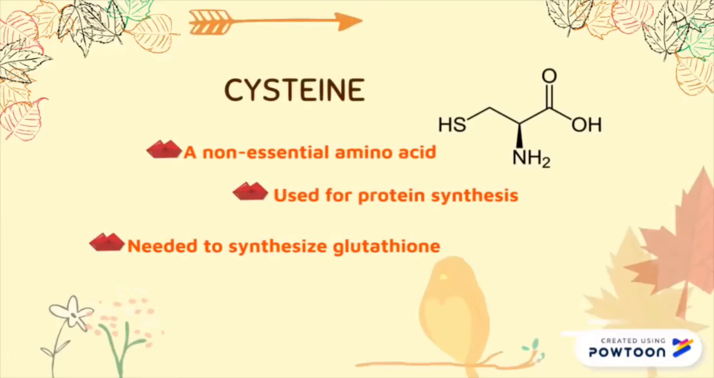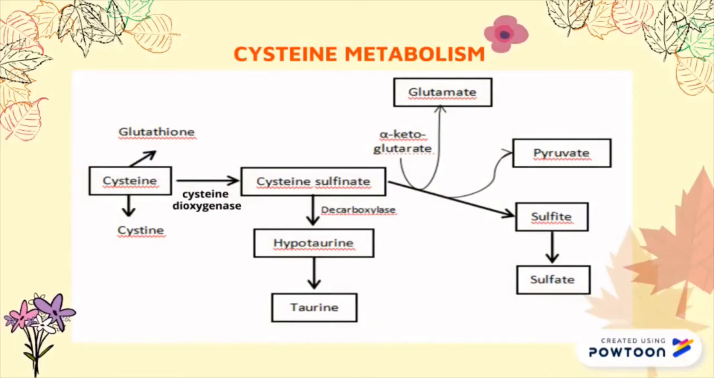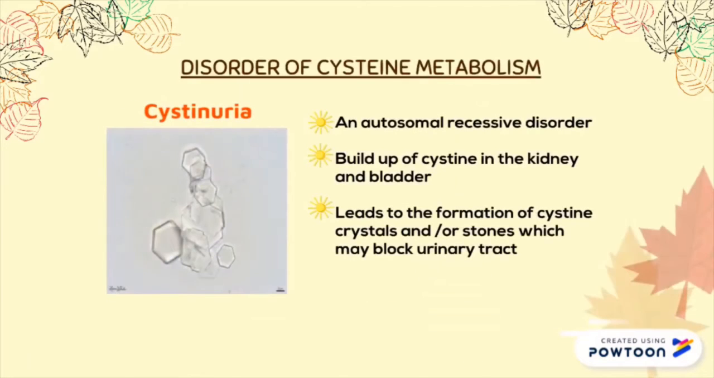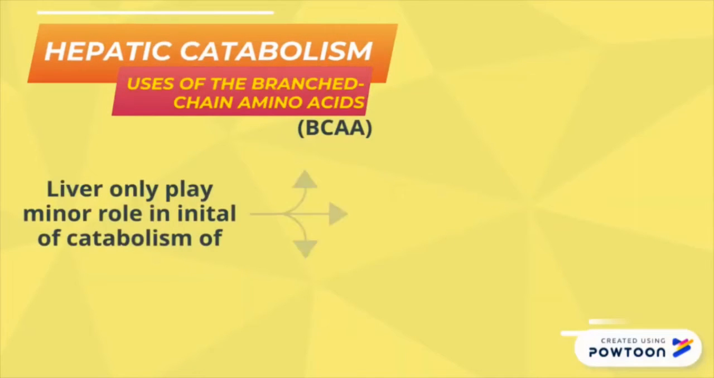Next is amino acid cysteine and its functions. Cysteine catabolism begins with the oxidation to cysteine sulfinate catalyzed by cysteine dioxygenase, where the final products are taurine and sulfite. The final products are important in the retina and in the synthesis of sulfolipid and sulfoprotein. The disorder of cysteine metabolism causes the formation of cystinuria.